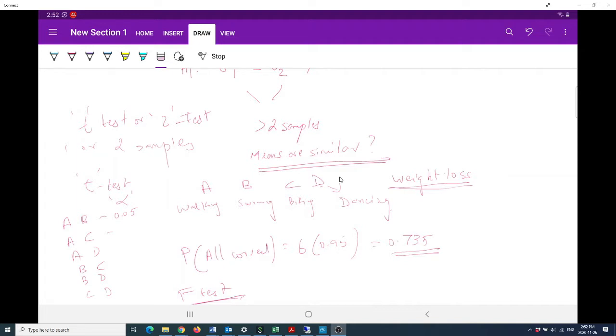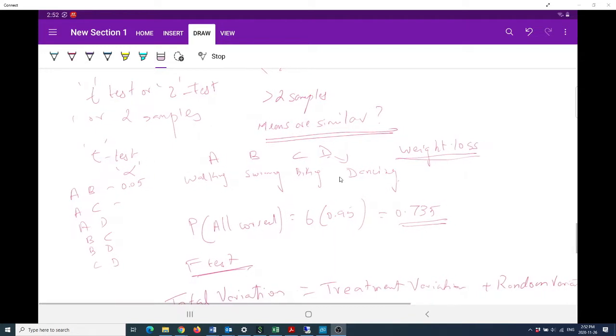Is any one method better, or are they all similar, and weight loss is just related to calories in versus calories out? If you need to do t-tests to compare these four different treatment methods, you would need to do 6 different comparisons: A-B, A-C, A-D, B-C, B-D, and finally C-D. So you need to run the t-test 6 times to answer the question, are these 4 methods similar or different?